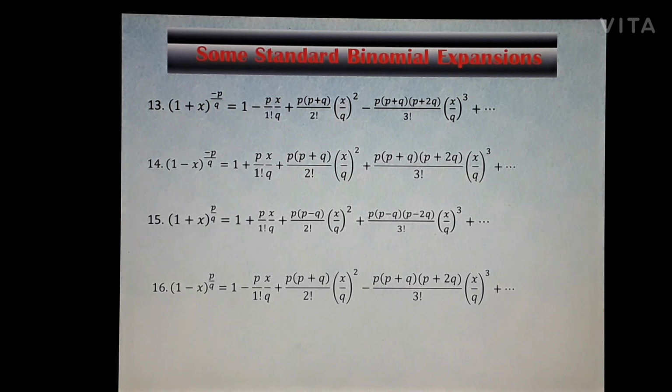So these are the expansions of the p/q form: (1 + x)^(-p/q), (1 - x)^(-p/q), (1 + x)^(p/q), and (1 - x)^(p/q).